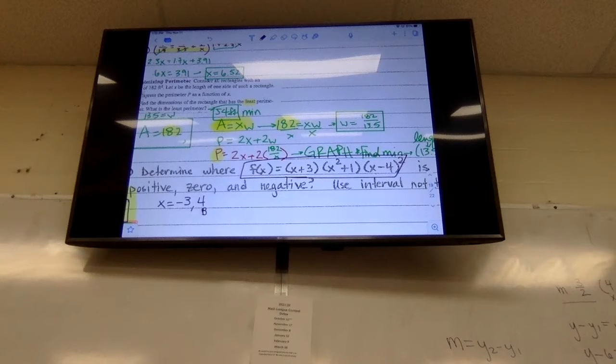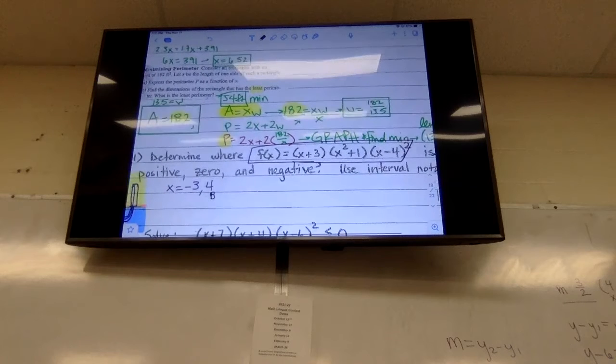Is this a positive or a negative function? Is my f of x in the box positive or negative? Positive, there's no negative up front, so it's positive. And then we have to count the x's to see if it's even or odd. I see 1 with the x plus 3. I see 2 here, so I'm up to 3. And I see 2 more, so I'm up to 5. Is 5 even or odd? Good. So we've got a positive odd graph.